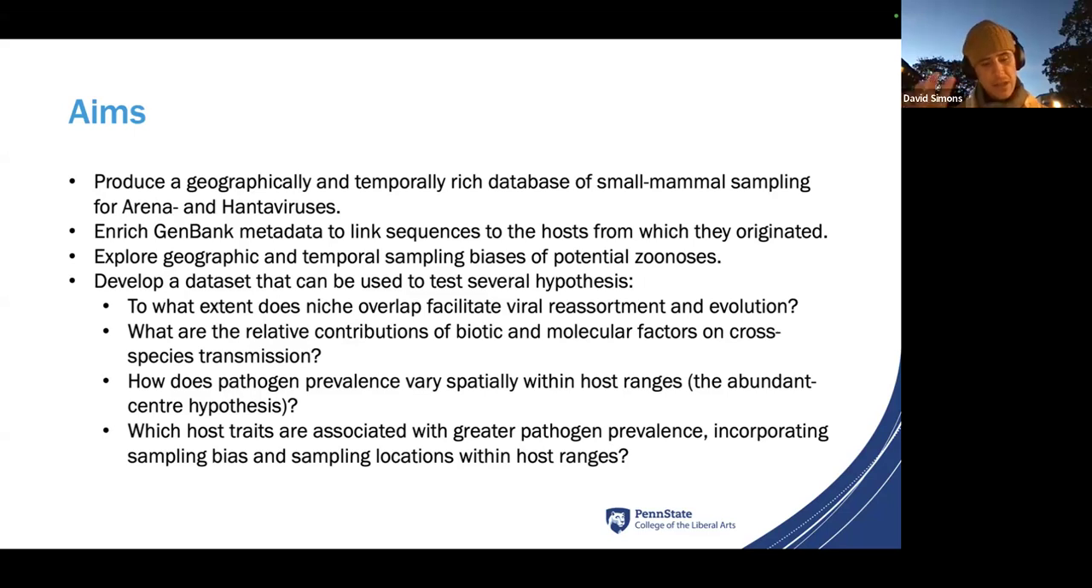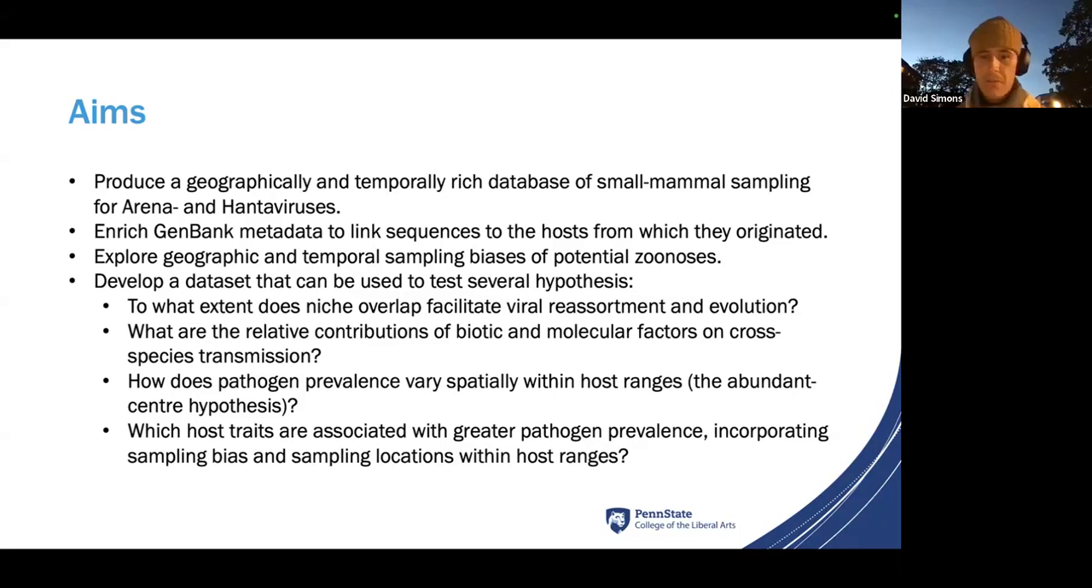And to link to the sequence data that we have on GenBank, but to be able to then enrich the metadata. I don't know how many of you have experience of trying to use some of the metadata on GenBank, but it's quite patchy. Sometimes they will have the host name that the pathogen was sequenced from, but then they may not have the location, they may not have when it was sequenced, and they definitely don't have how many animals they sampled in order to find that pathogen. And so this would allow us to do that.